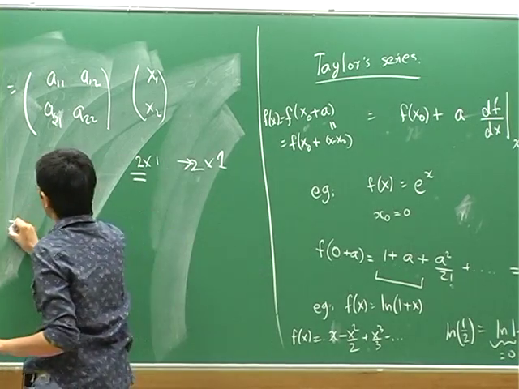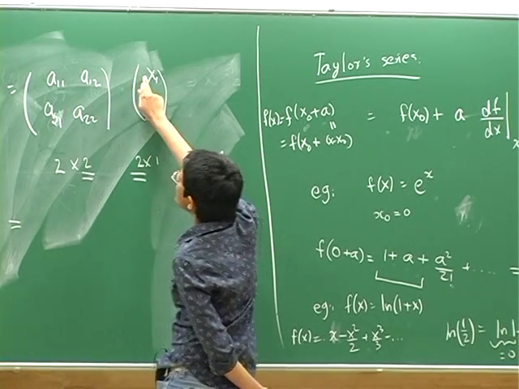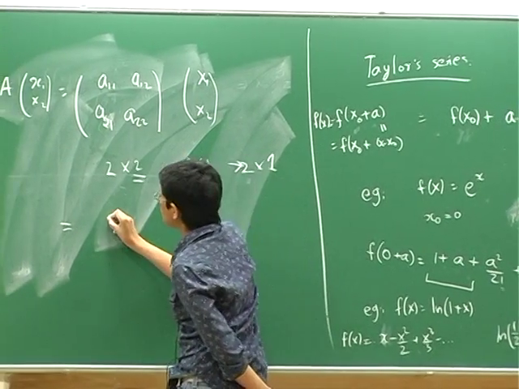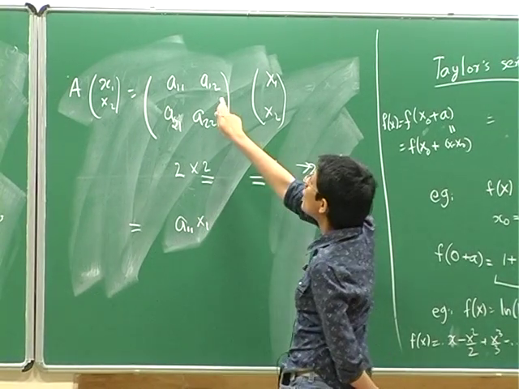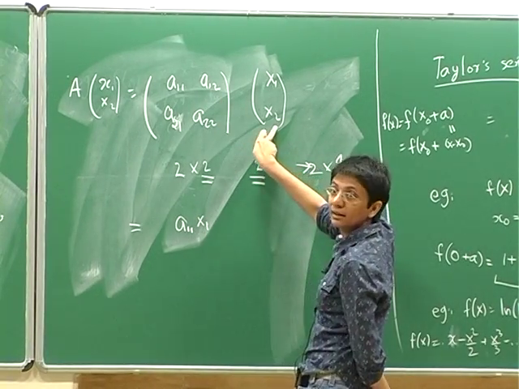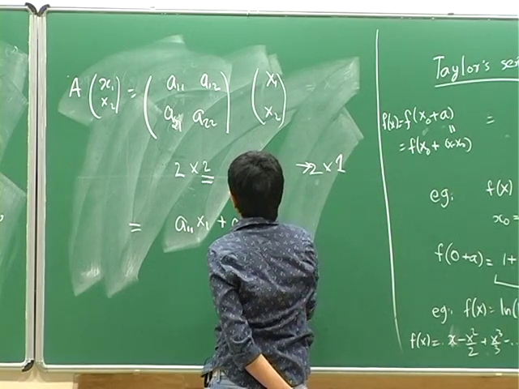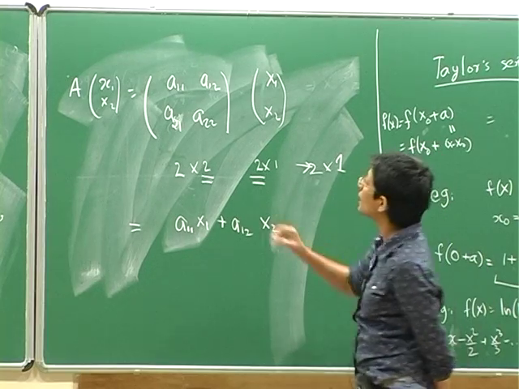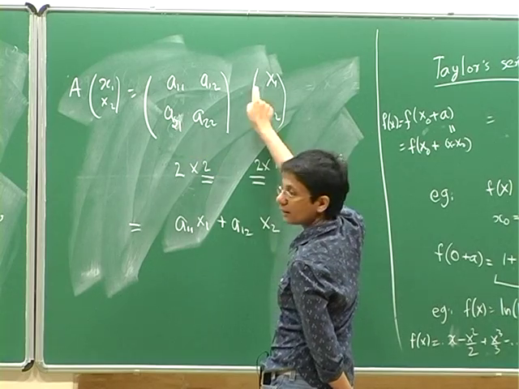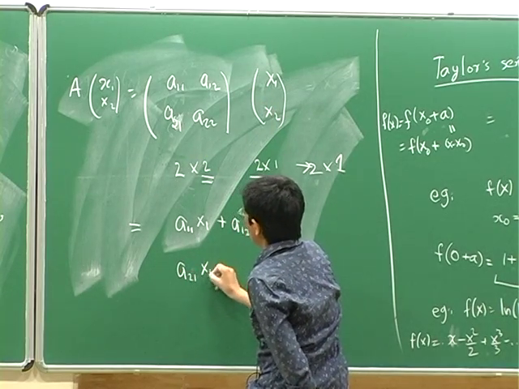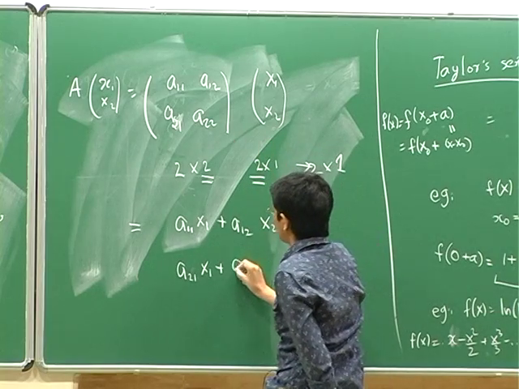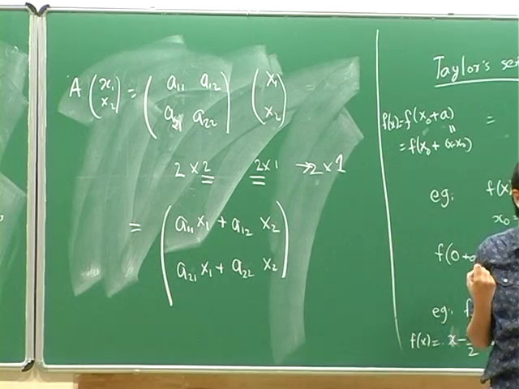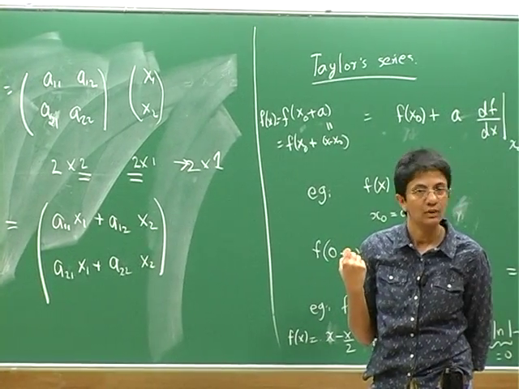How do we take this product? Multiply this row with this column. So just see the operation. A11 x1, okay, plus this guy with this guy. Okay, that's my first element of the resulting column vector. Then A21 with x1 plus this into this. This is my new column vector. I have multiplied the matrix and a column vector. Okay?